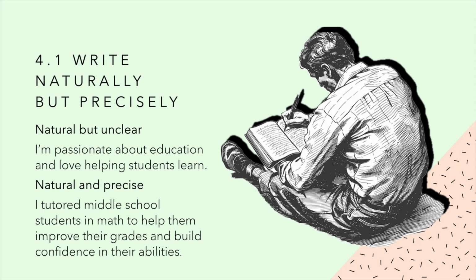Here's an example of writing that's natural but unclear. I'm passionate about education and love helping students learn. This sounds good, right? It's natural, but it's not precise. What exactly about education are you passionate about? How do you help students? The reader doesn't know the details, and without them, the statement is too vague.